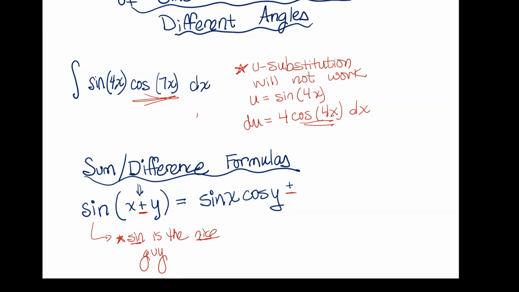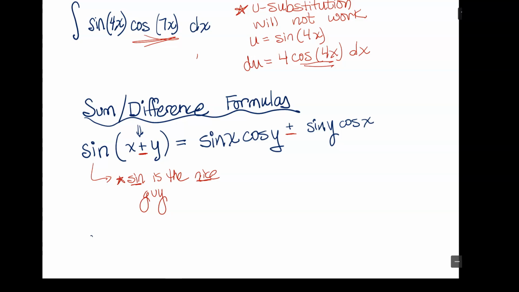So remember, sine is the nice guy. He likes to share, and he keeps the sign exactly the same. He's not going to change that on you. And for the second term in this identity, they're going to trade. So sine is going to take on the y value. Cosine is going to take on the x value.